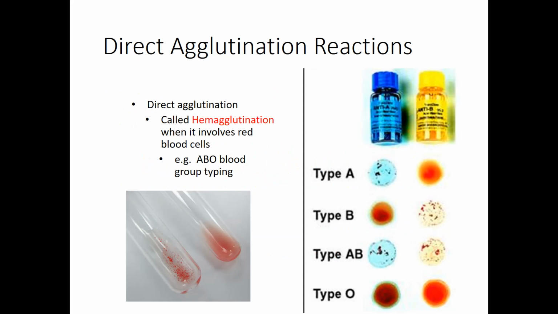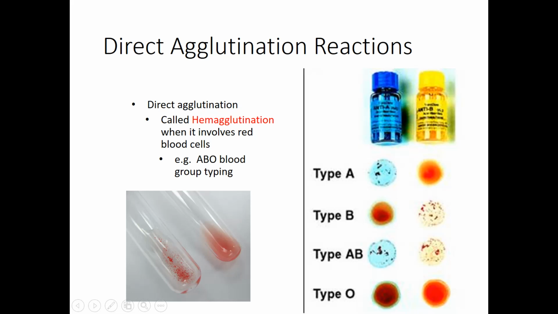I know you guys did this in intro. So blood grouping is a perfect example of direct agglutination. We call that hemagglutination. And our example here is blood group typing. So we have an anti-A, so we're looking to see if the patient has A antigen on their red cells or B antigen on their red cells. So type A has obviously A antigens, but not B. Type B has B antigens, but not A. Type AB has antigens that are both A and B, and type O has neither A nor B.